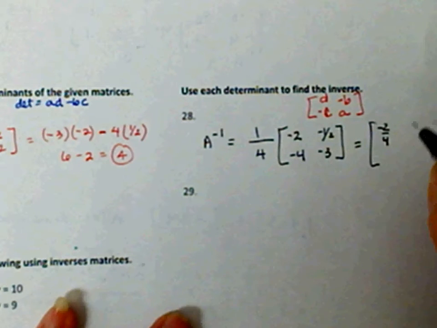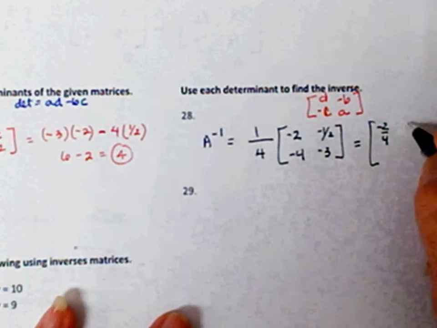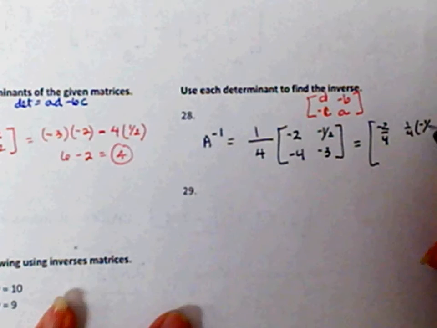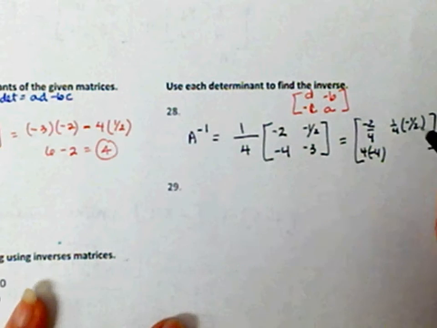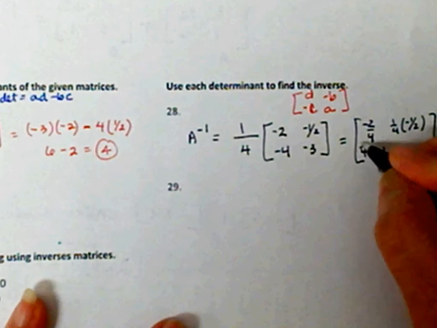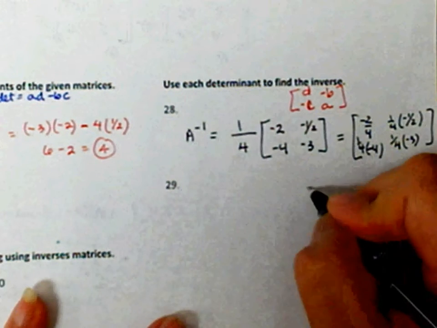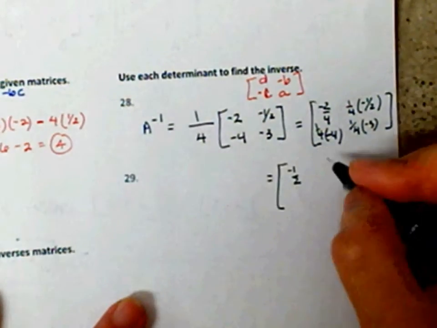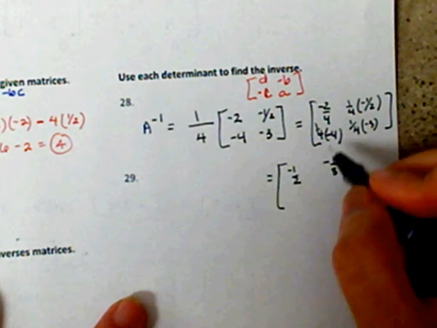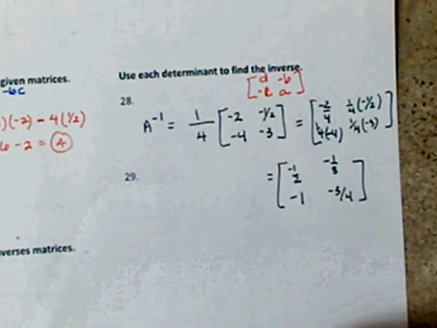So first you have negative 2 over 4, negative 0.5 over 4, or you can say 1/4 times negative 1 over 2, and you're going to have 1/4 times negative 4, and then 1/4 times negative 4, and then 1/4 times negative 3. And let's simplify. Negative 2 over 4 is the same thing as negative 1 over 2. This is the same thing as negative 1 over 8. This is the same as negative 1, and this is negative 3 over 4. And there you have your inverse, okay?